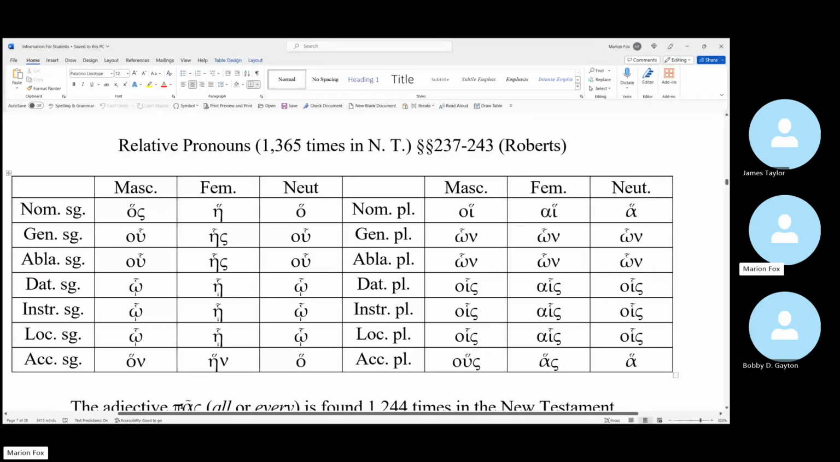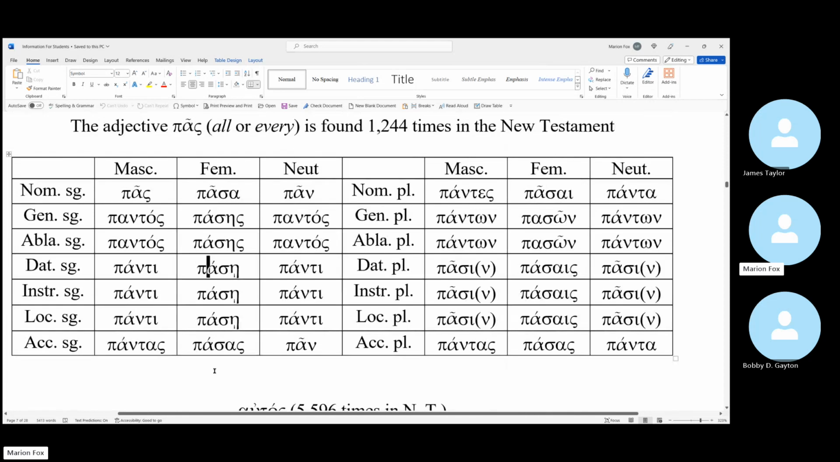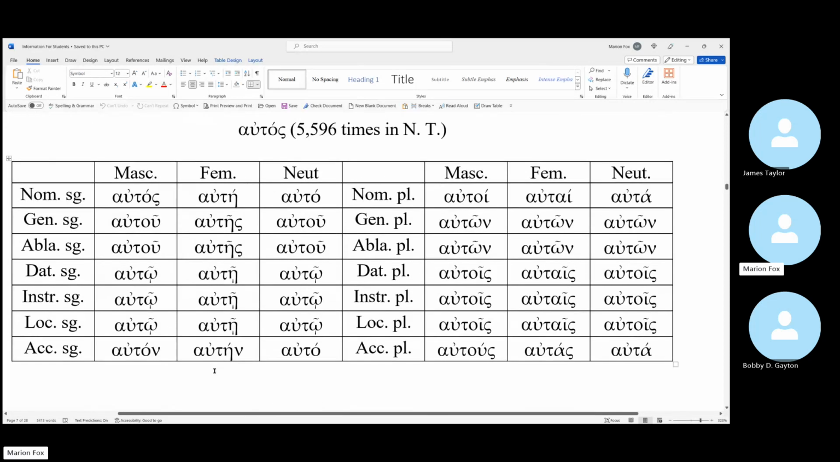I want to get out of it and get into another file. I hope you can see it. Not yet. Now it's there. All right, there's your relative pronoun. I think we'll have another one down here.